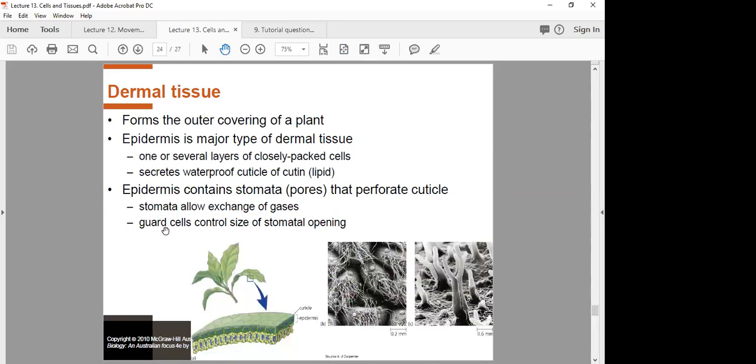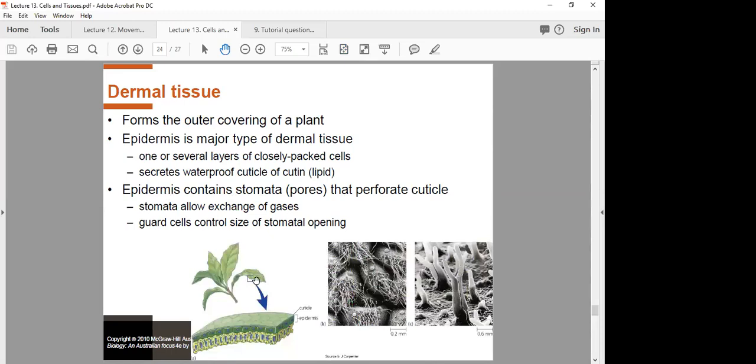All right, the stomatal pores are surrounded by two specialised cells called guard cells, and these guard cells actually control whether the stomatal pores are open or closed, and that depends very much on environmental factors.